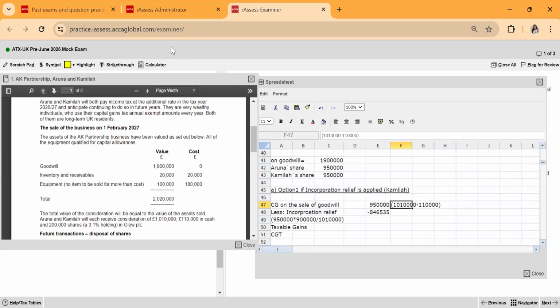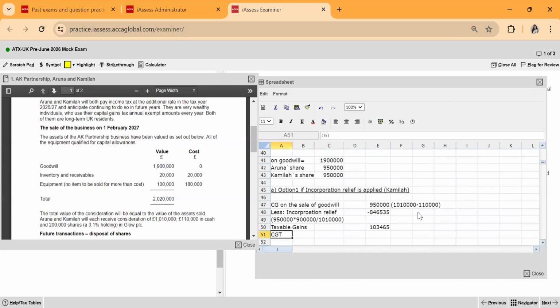Because how do we apply incorporation relief? Go back to your concept. We always take the chargeable gains multiplied by share consideration divided by total consideration. Right? So that's what we are applying. Okay. Now we have got this incorporation relief. Now please reduce it and get the taxable gains. So the taxable gains we get is 103,465.